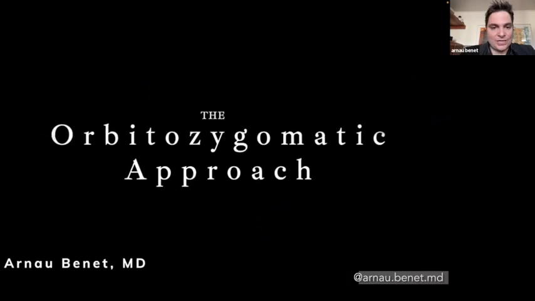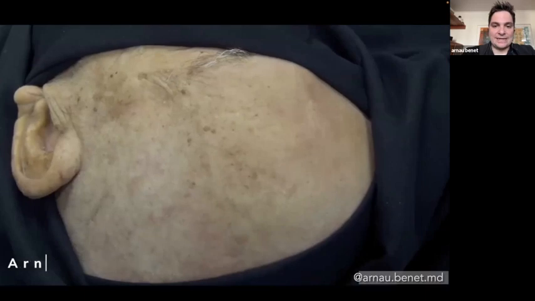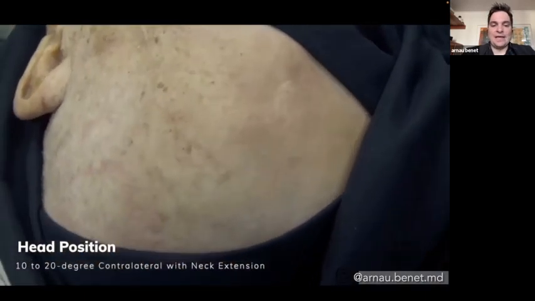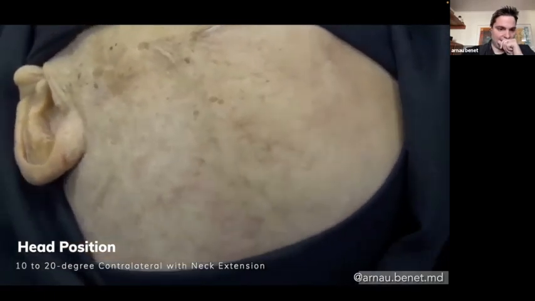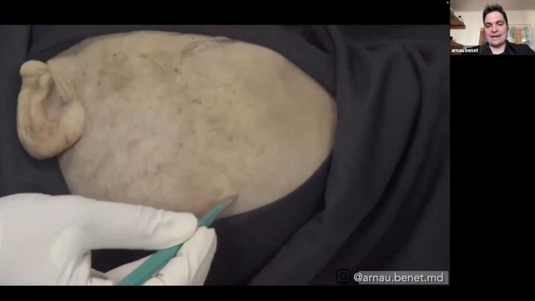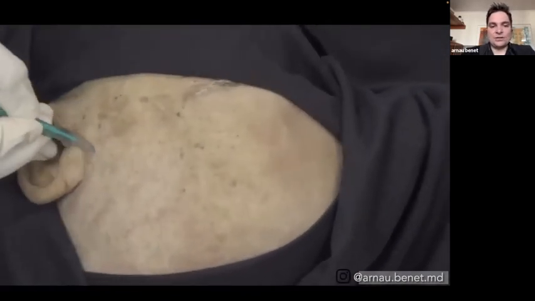It's a surgical simulation. It's on the left side. We're going to go through all this, hopefully to make sense in one surgical simulation. That's exactly what we would do in the OR. Position the head 10 to 20 degrees to the contralateral side with neck extension, right? The skin incision could be a question mark. It could be like an arch.